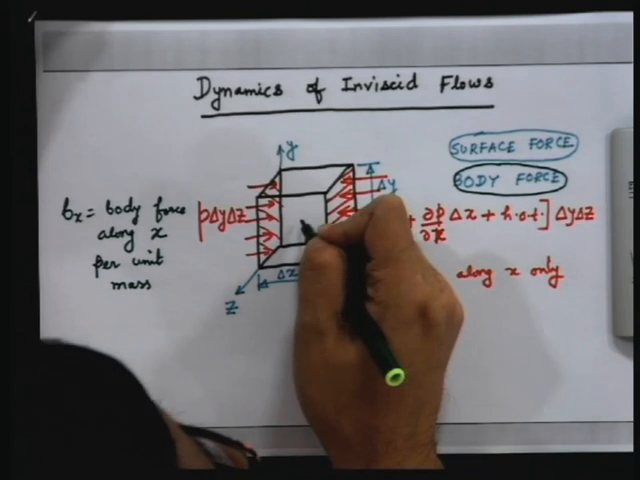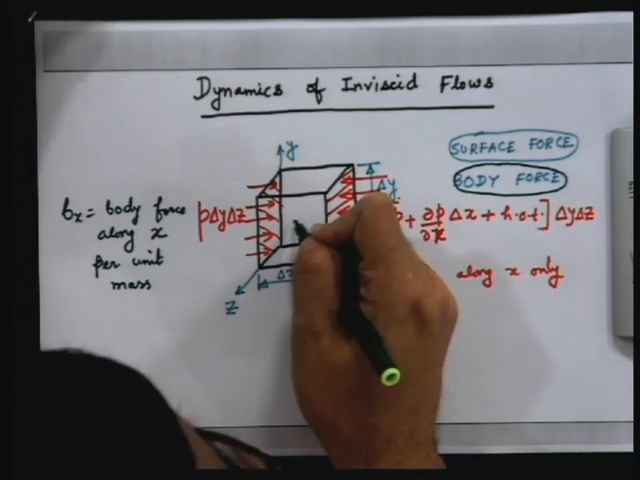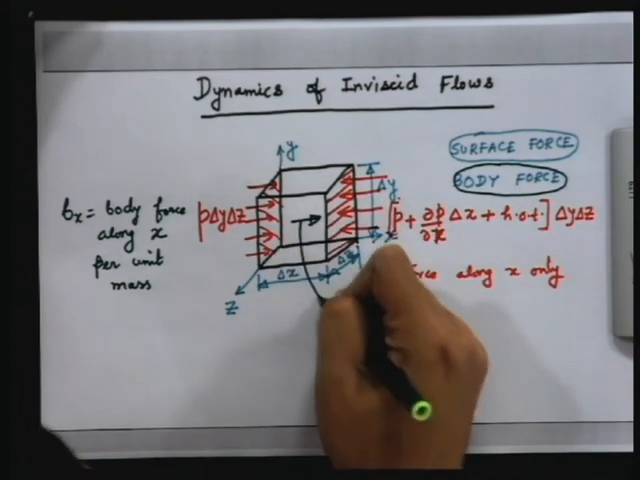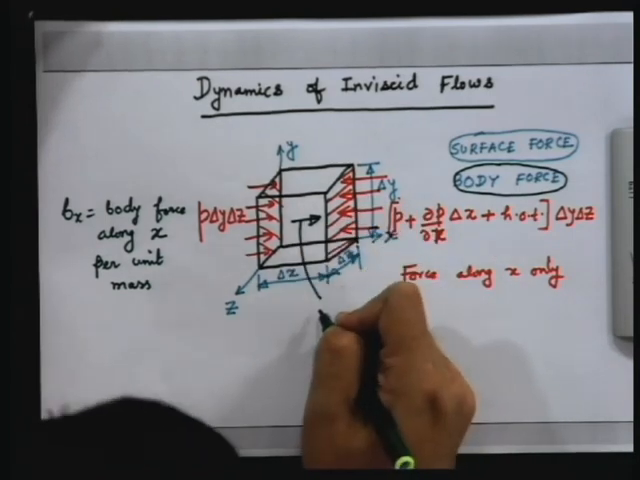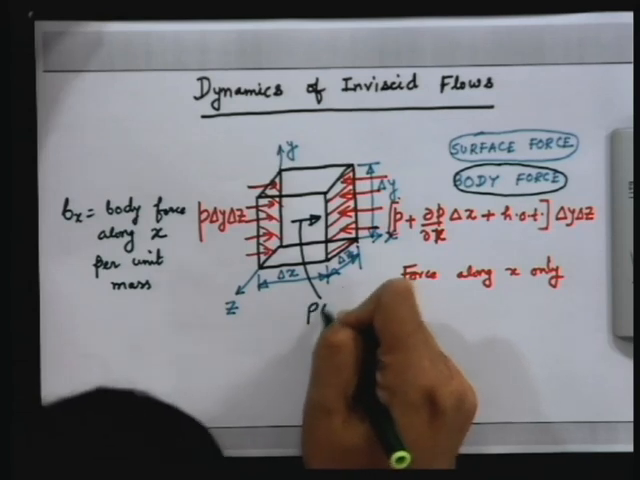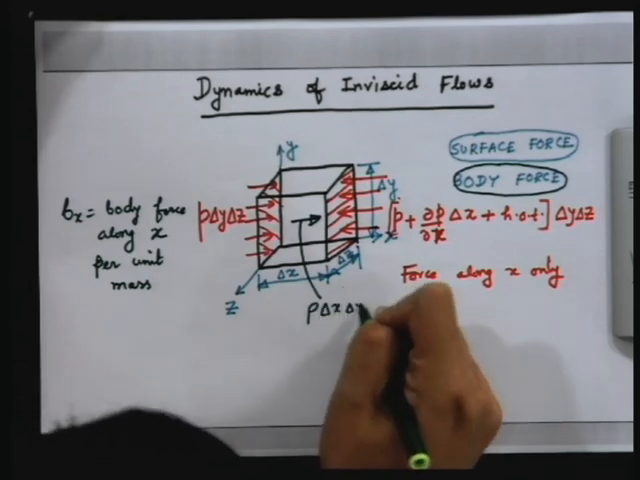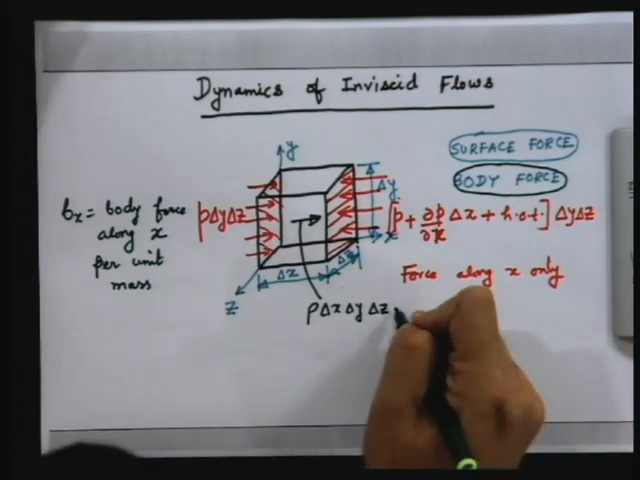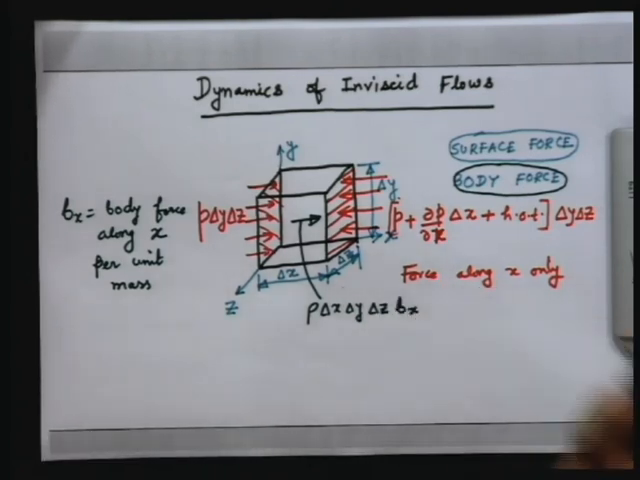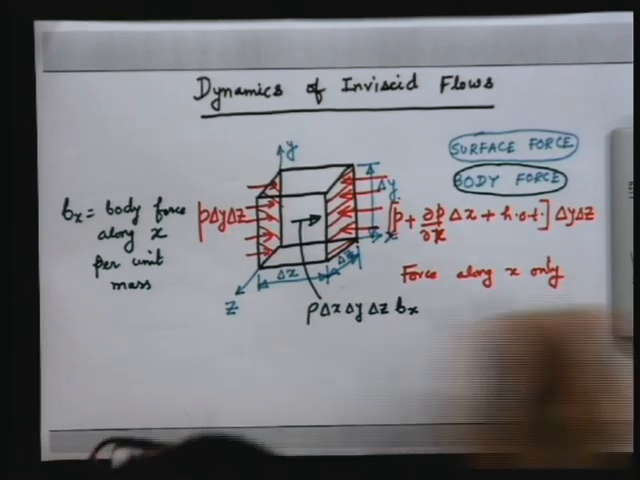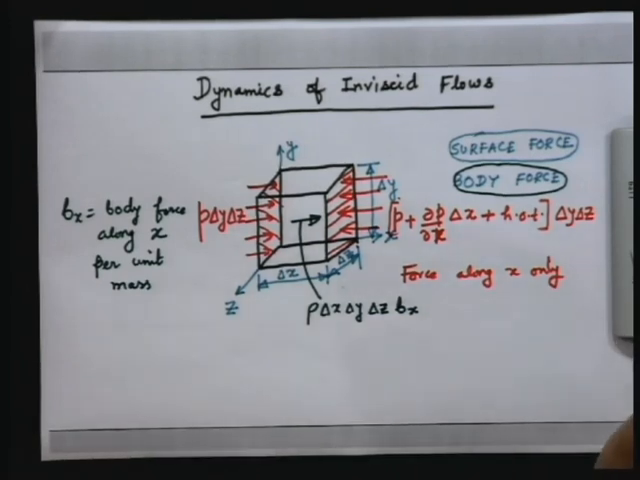So, what is the mass of this fluid element? Let us say that we show the body force along x in this way. The mass of this fluid element is density times the volume, delta x, delta y, delta z. Bx is per unit mass; if you multiply it by the mass, it becomes the total body force.